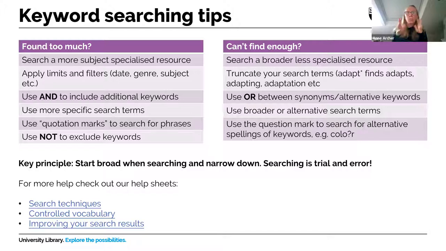Can't find enough? Again, the opposite: maybe search a broader resource. Something called truncation, which I won't go into today, but you can use a little asterisk sign at the end, which helps you find the different root endings of a word, which would be incredibly useful. Use the word OR between your alternative words. It could be an acronym for something, or just a different way of describing it, or a broader term or a related term as well. And the use of a question mark can find different spellings of a keyword. So colo?r in the example with the question mark will find the American spelling and the English spelling as well.